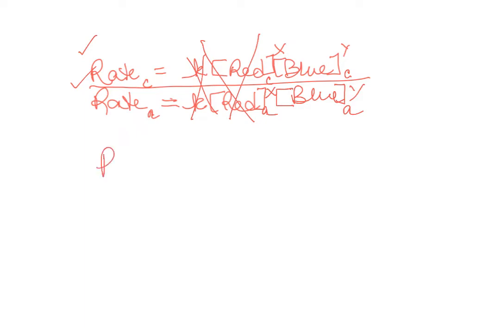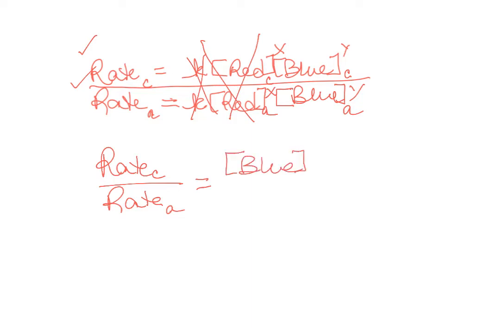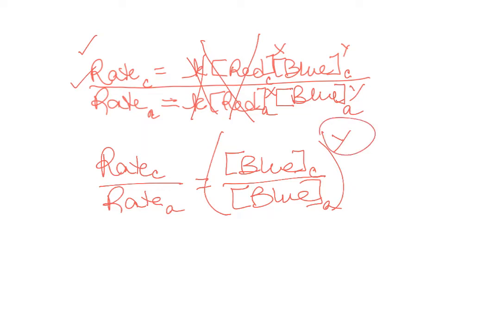So this rate comparison simplifies a great deal. It ends up being the ratio of the rates in the two experiments you're comparing equals the ratio of the concentrations in the two experiments you're comparing. Now, the trick here is that the concentrations are raised to some power y, the order with respect to blue. So you just have to be careful. Don't forget that.